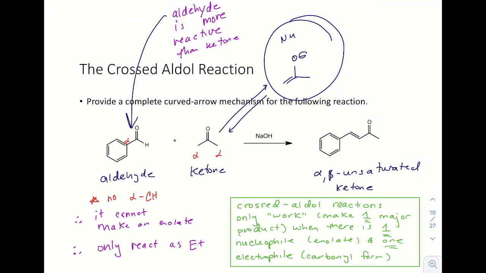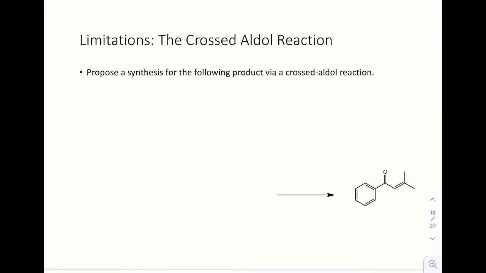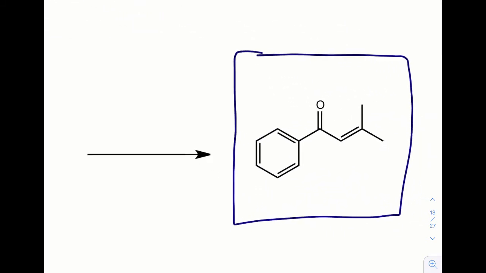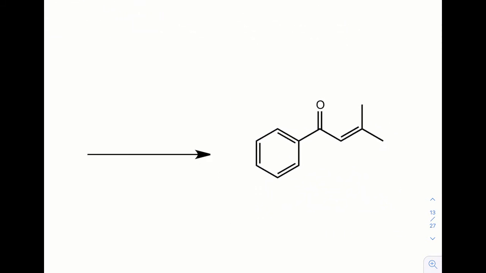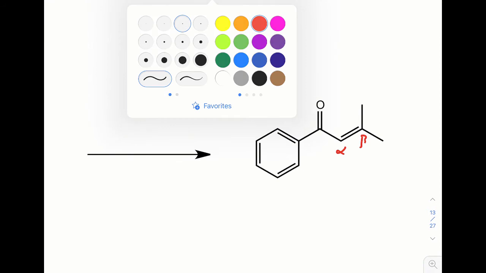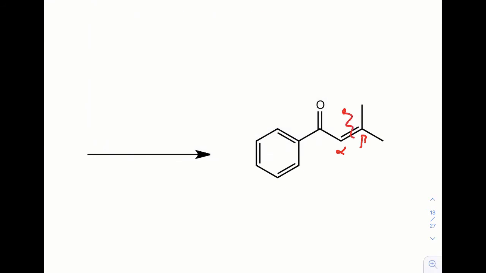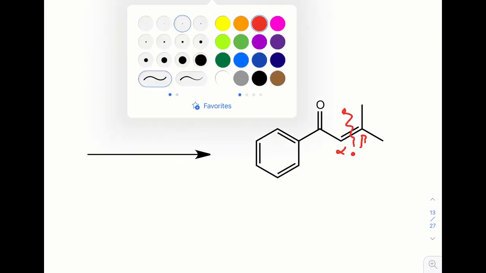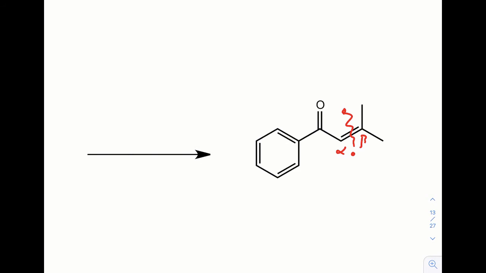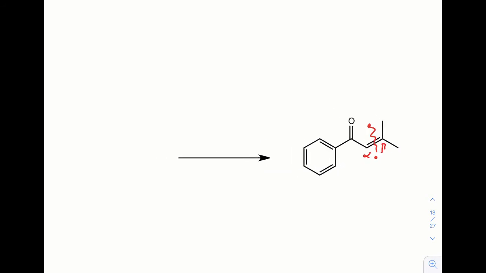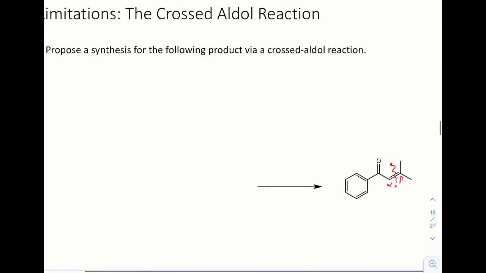Keeping all of this in mind, propose a synthesis for the following product via a cross-aldol reaction. Please pause and give it a shot. Let's identify the alpha beta unsaturated carbonyl compound. Once we've done that, we can identify the key carbon-carbon bond that was made in this process.